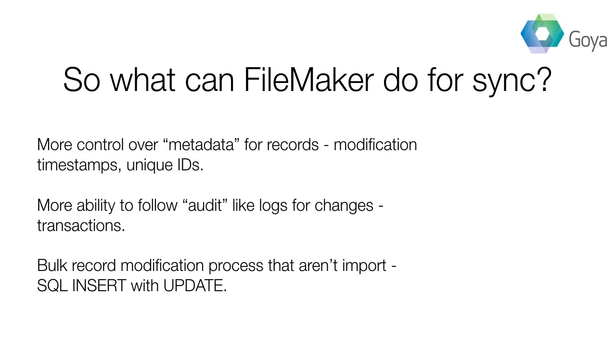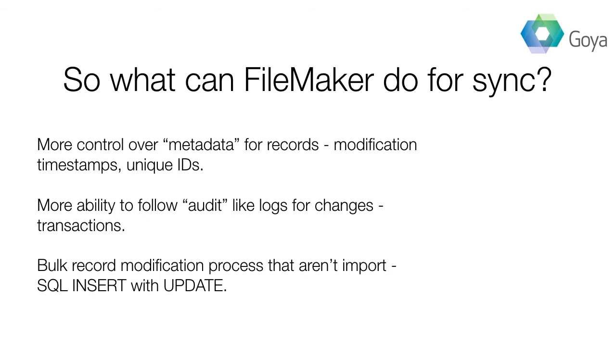We need more control over metadata for records. So we have at the moment, believe it or not, a little bit of metadata, which is a record ID, but it's also not persistent between records. If we export and then re-import, the record gains a new ID. We need some more unique metadata that we can have that's not part of the field data. Things like modification timestamps or unique IDs or even audit trails. So the audit stuff could be part of what's in the metadata.